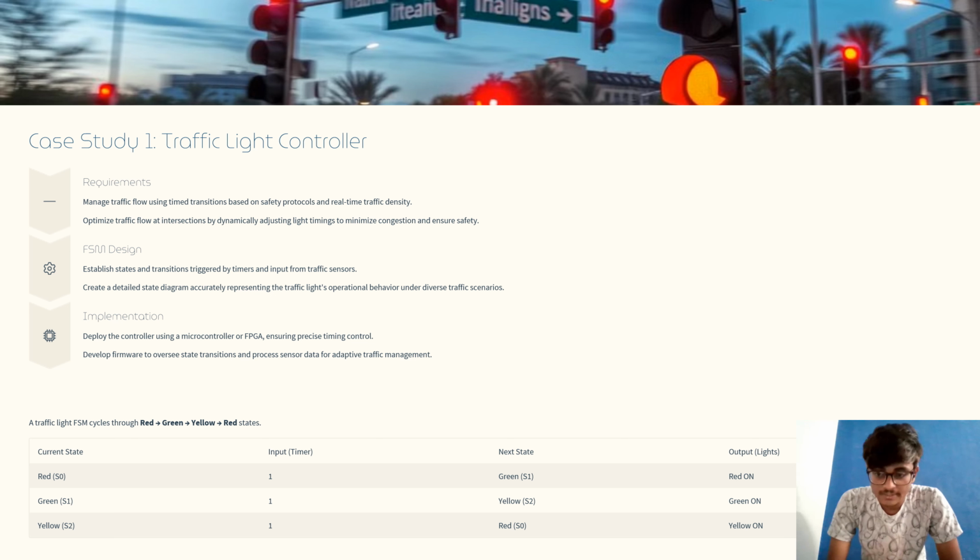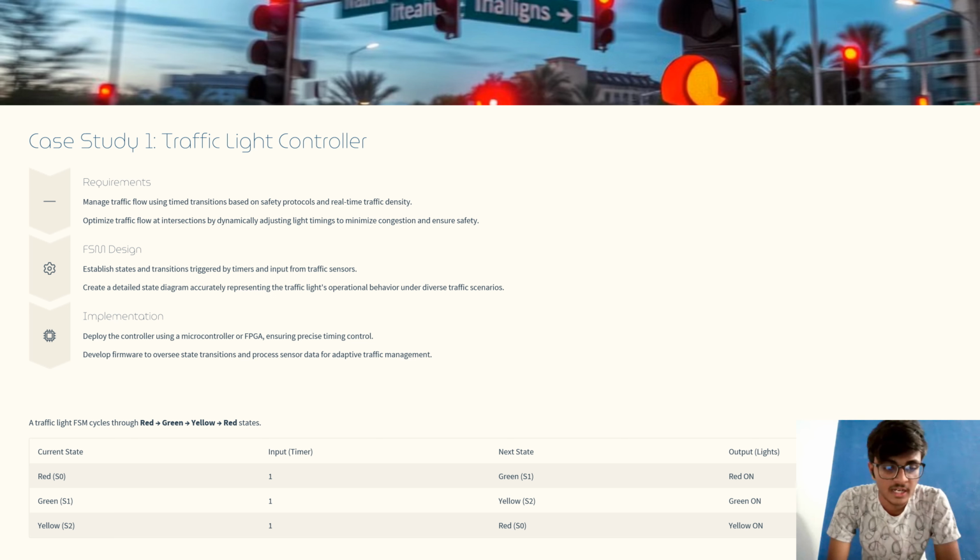There is a table of the traffic light FSM cycle: current state, input, next state, and output. The first current state is red, and its input is 1. Then the next state is green, and the output of the first state is red.